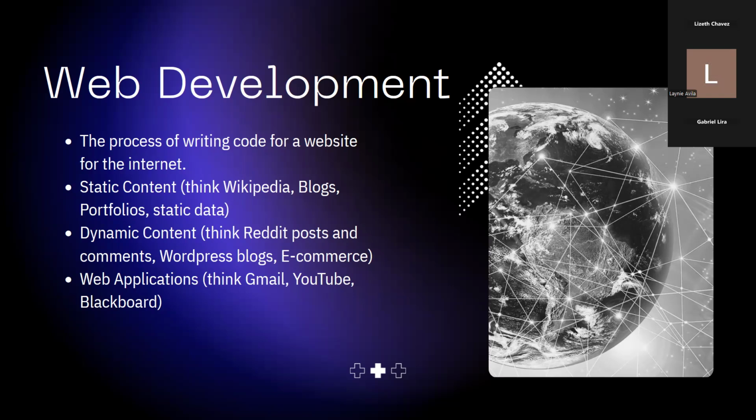Dynamic content: think comments on a post, WordPress blogs, e-commerce. That is similar to static content, but instead the content is stored in a database. It's not stored in an HTML file. When you're visiting a website, usually the way it works is you'll get a file from a server that will contain the HTML. And this dynamic content will be retrieved from a database and then injected into the HTML, kind of like templates.